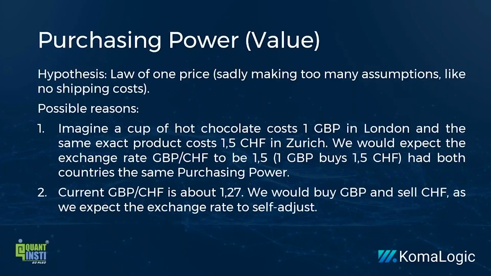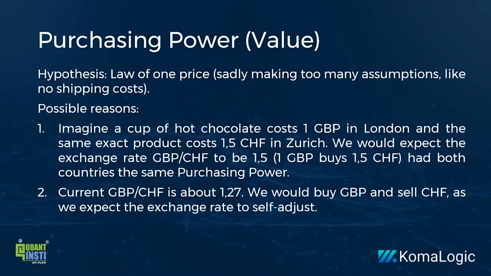Okay, so this same exact product costs 1.5 Swiss francs in Zurich. If you assume that both countries have the same purchasing power, you could expect that the exchange rate from the sterling pound versus the Swiss franc could be 1.5 Swiss francs. So 1 sterling pound buys 1.5 Swiss francs. But then you go to the real market, you open your terminal, and you see that the current sterling pound versus Swiss franc is about 1.27. I checked this yesterday.